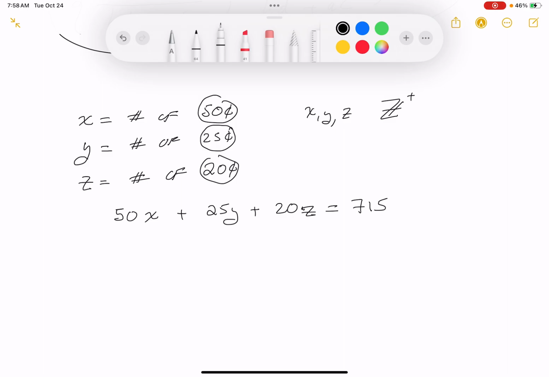All right, I'm looking at that, and I'm honest with you, I want to reduce the size of those numbers. And one way you could do it is divide through by 5. So let's put this down. You get 10x plus 5y plus 4z equals, I'm dividing by 5, right? So let's take a look at that. 5 goes into 7.15 1, that's going to give you 5. 21, that's going to give you 4. That's 20. And 1 and 5, that's 3. So 143.